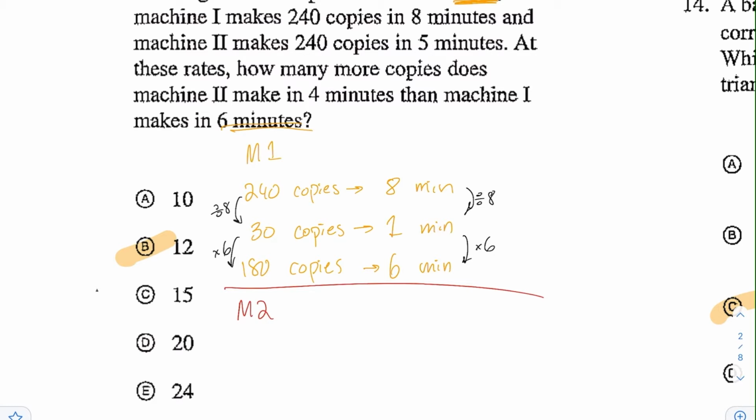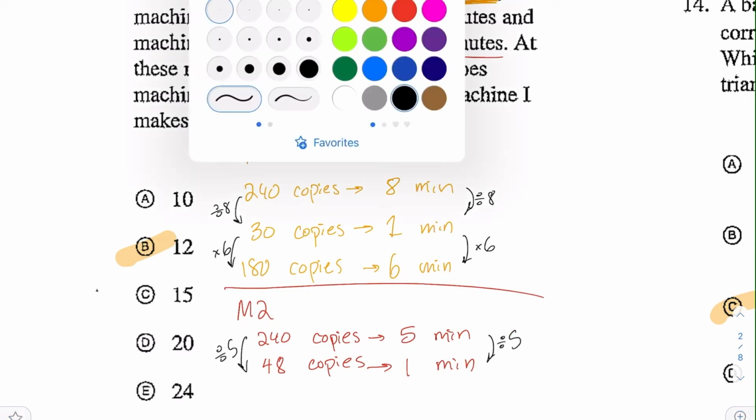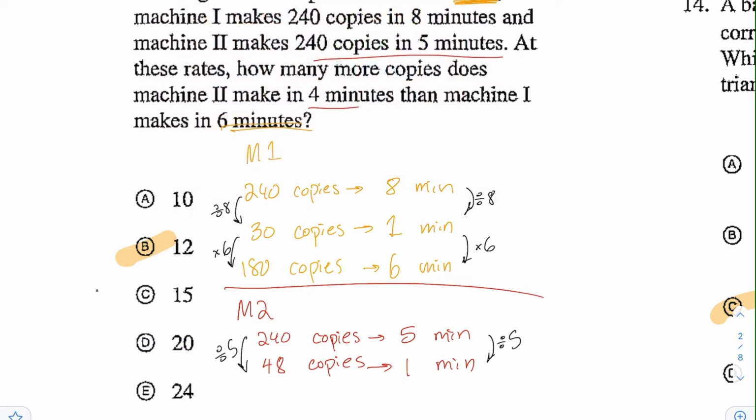So for machine 2, you know that it makes 240 copies in 5 minutes. To find a unit rate, you have to divide by 5 on both sides, and that would be 48 copies in 1 minute. And now that you have the unit rate, you can figure out how many it can make in 4 minutes. So that means you have to multiply by 4, and that would be 192 copies.